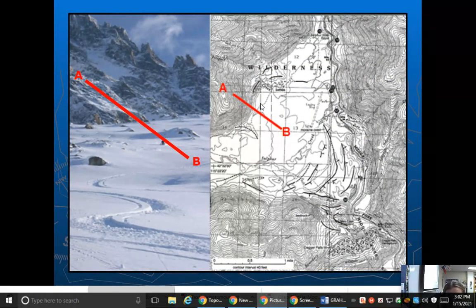So here at point B, you can see your contour lines are really far apart. That would represent this flat surface here. And then when your contour lines are really close together, it's referring to something very steep, like this mountain. So this is a picture of the map and then a real picture.